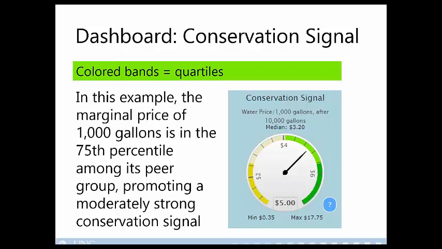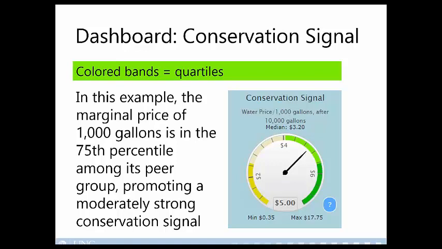And the conservation signal is what we call the marginal price of 1,000 gallons of water after 10,000 gallons of water consumption. So basically it's beyond the point of non-discretionary use, and so you're probably using water for things like watering your lawn, or maybe you're starting a water park in your backyard. So you don't necessarily need to use all that water. And if a utility is trying to send a message to its customers to conserve water, they might want to have that marginal price be higher after that point. So that's what that's showing there.